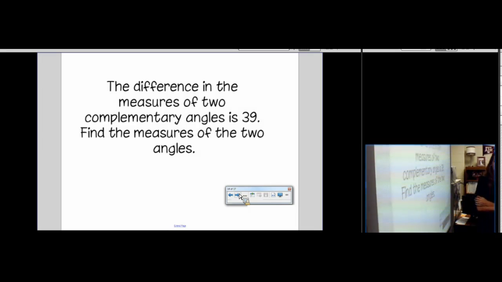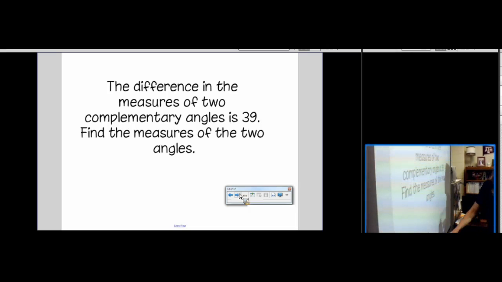Okay, try this one. The difference in the measures of two complementary angles is 39. Find the measure of the two angles. This one is going to be a decimal. When you don't know where to start, always call one of them x.